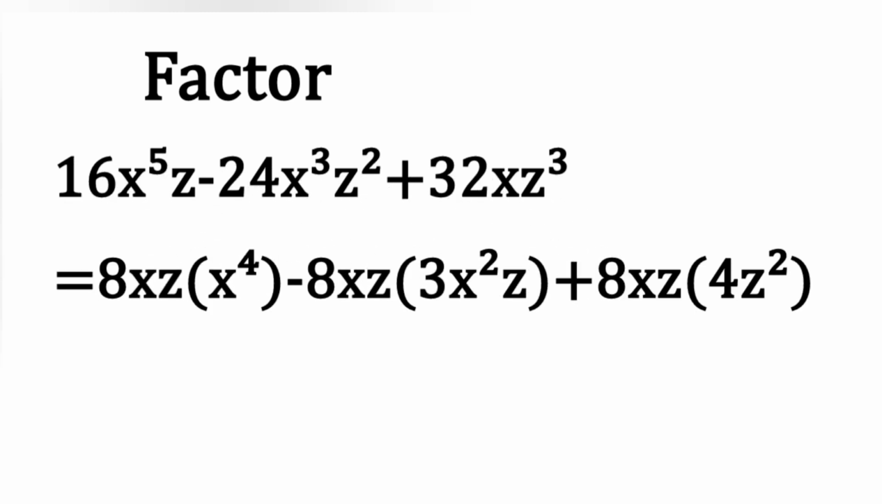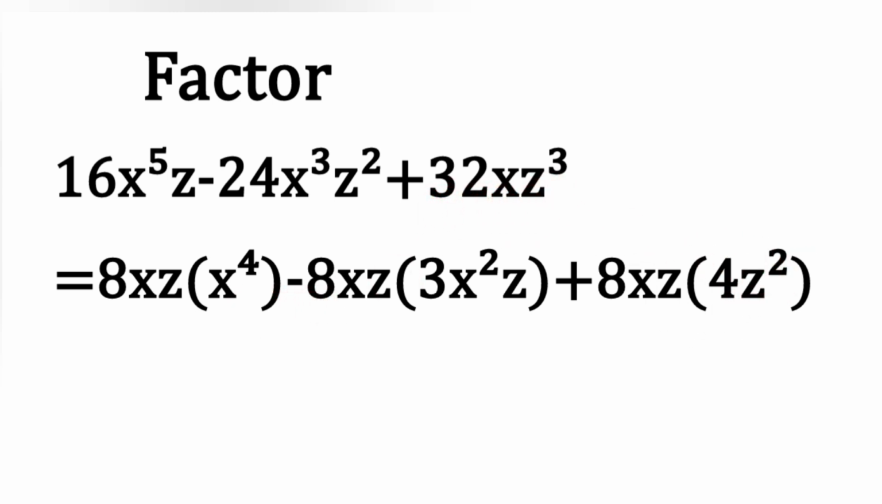So we have 8xy times x to the fourth, this is 16x to the fifth y, minus 8xy times 3x squared y, this is 24x cubed y squared, and plus 8xy times 4y squared. This is from 32x y cubed.